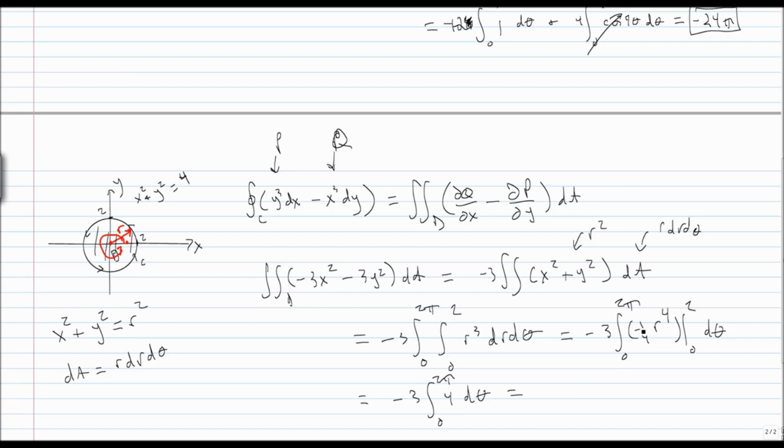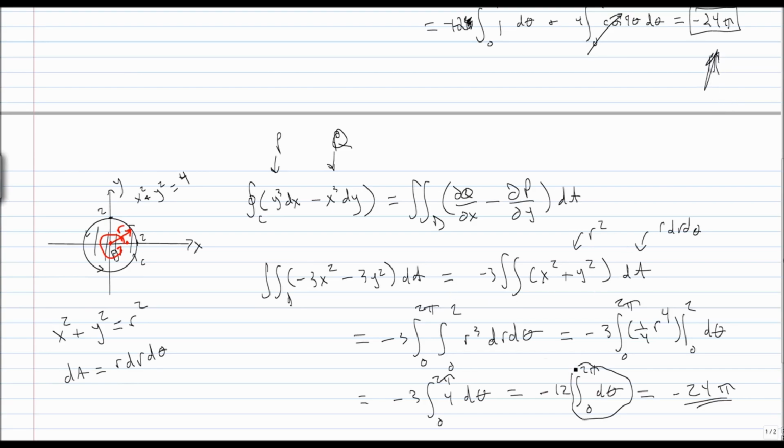Okay, so when you evaluate this thing here from 0 to 2 like this, you end up with just 4. You know, so I guess that would just be negative 12. When you integrate this thing right here, you're just going to end up with 2 pi, multiply that by negative 12, end up with negative 24 pi, which is the same thing that we had up here.